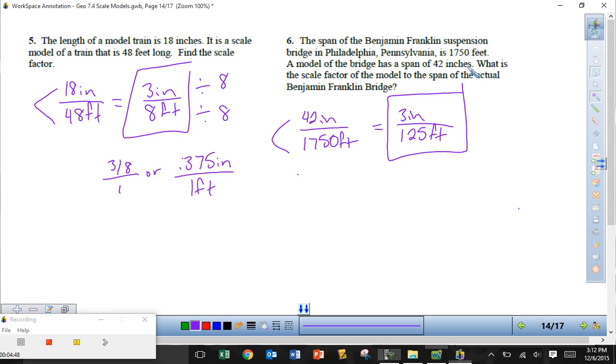If we wanted to change that to a unit rate, I would divide each of these by 125. Okay, that obviously becomes 1. And on the top, we've got 0.024. Okay, again, that is called the unit rate.